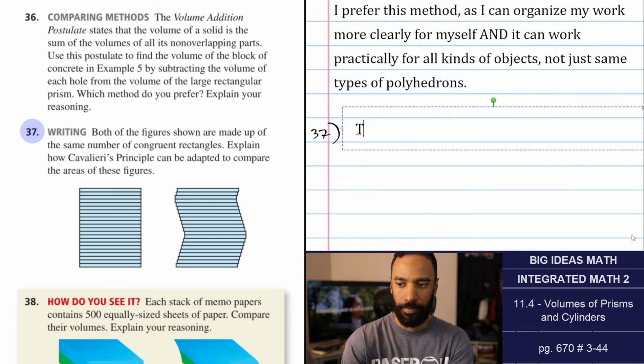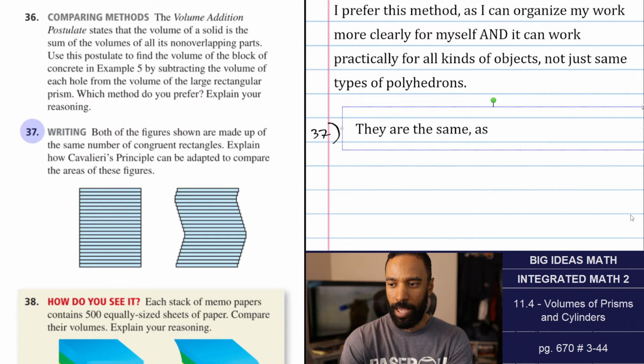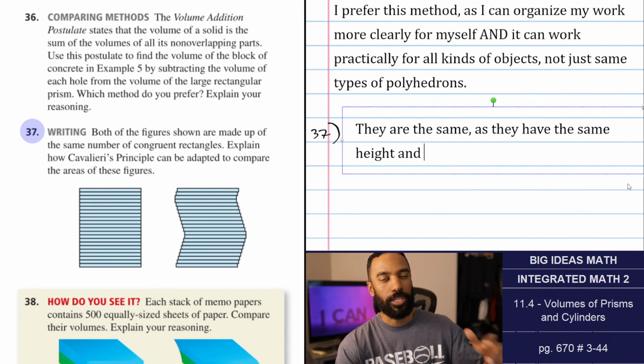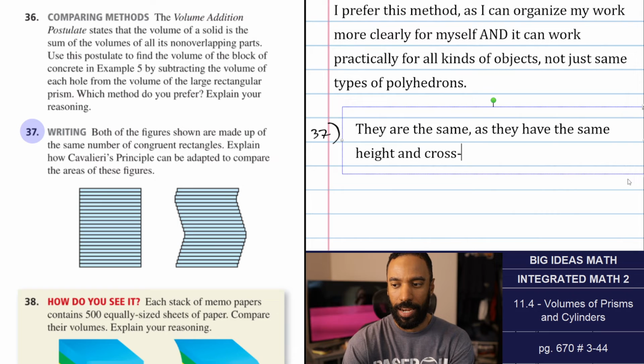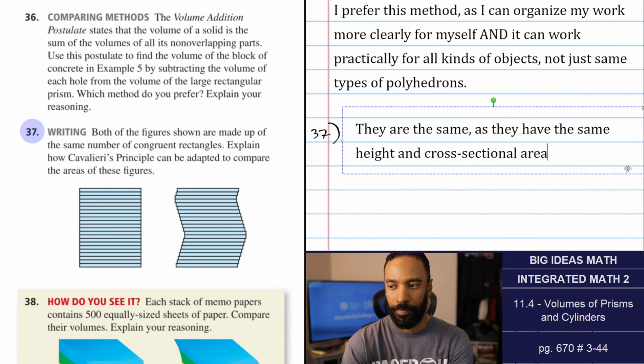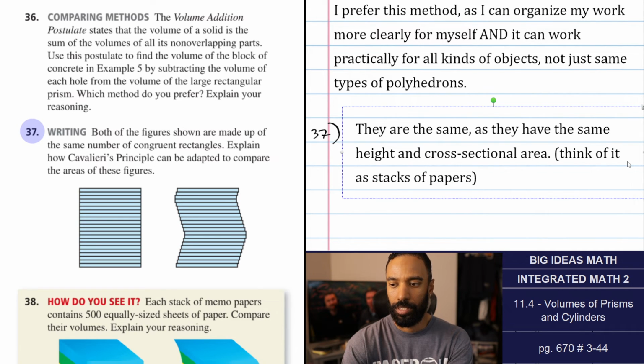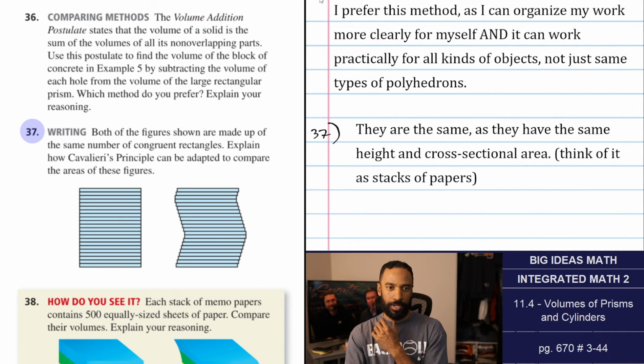So they are the same as they have the same height. And, well, not just area base. What did they call it? The cross-sectional area. They have the same height and cross-sectional area. Think of it as stacks of papers. That's kind of where I go with that one.